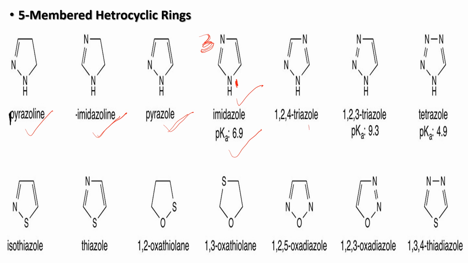Then triazole. You can see these both are triazole. The difference is the position. This is 1,2,4-triazole. This is 1,2,3-triazole. Tri, 3 aza means nitrogen. Next, coming to tetrazole, 4 azoles are there. Coming to here, isothiazole. As I told, if they change the position, then it will become iso. One position to the next position, then it becomes isothiazole.